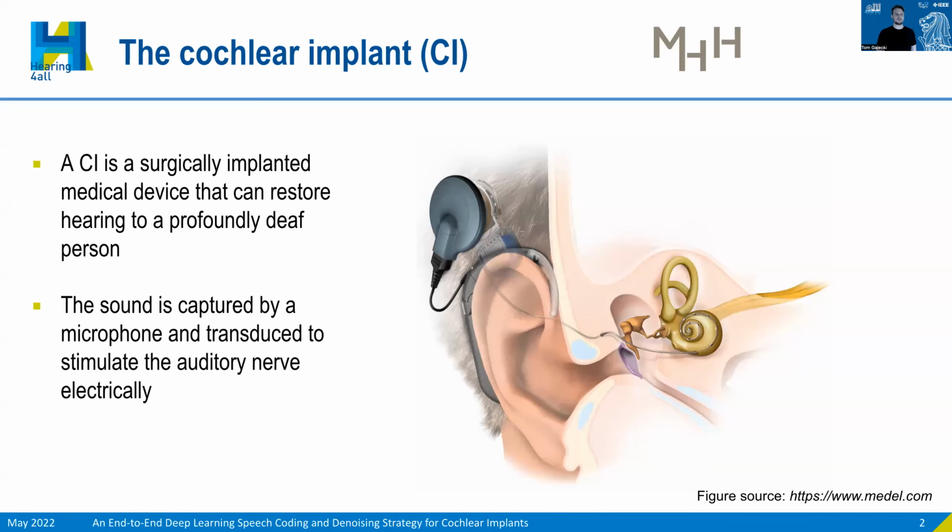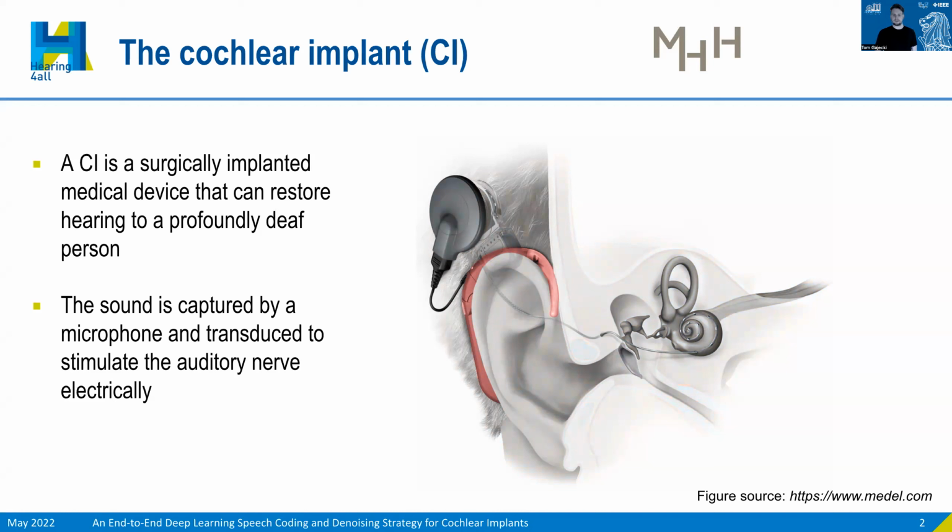So first I would like to introduce the concept of cochlear implant, or CI for short. A CI is a surgically implanted medical device that can restore hearing to a profoundly deaf person. The sound is captured by a microphone and transduced to stimulate the auditory nerve electrically. We can see a depiction of such a system in the figure on the right of the slide.